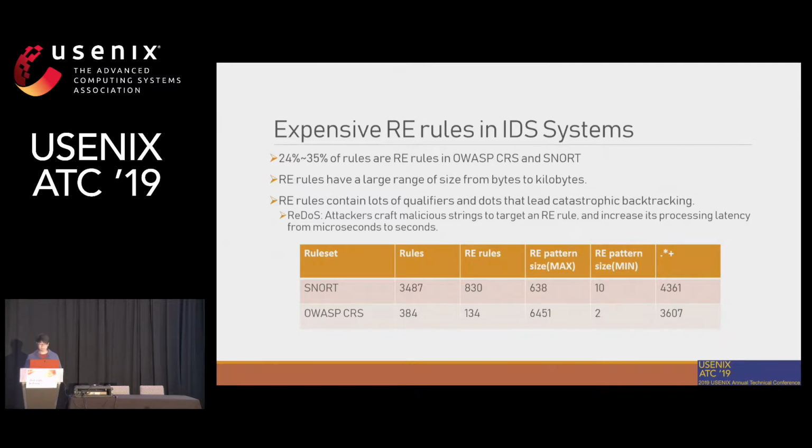The rules of IP detection and stream matching can be checked very fast, while the regular expression rules are quite expensive and make up a large portion of the rule set. As the numbers show in the table, 24% to 35% of the rules are regular expression rules in OWASP, TRS, and Snort. Regular expression rules have a large range of sizes, from bytes to kilobytes, and contain lots of qualifiers and dots that lead to horrible backtracking problems. As you can see in the table, there are thousands of dots, stars, and plus characters in the entire rule set for both OWASP and Snort.